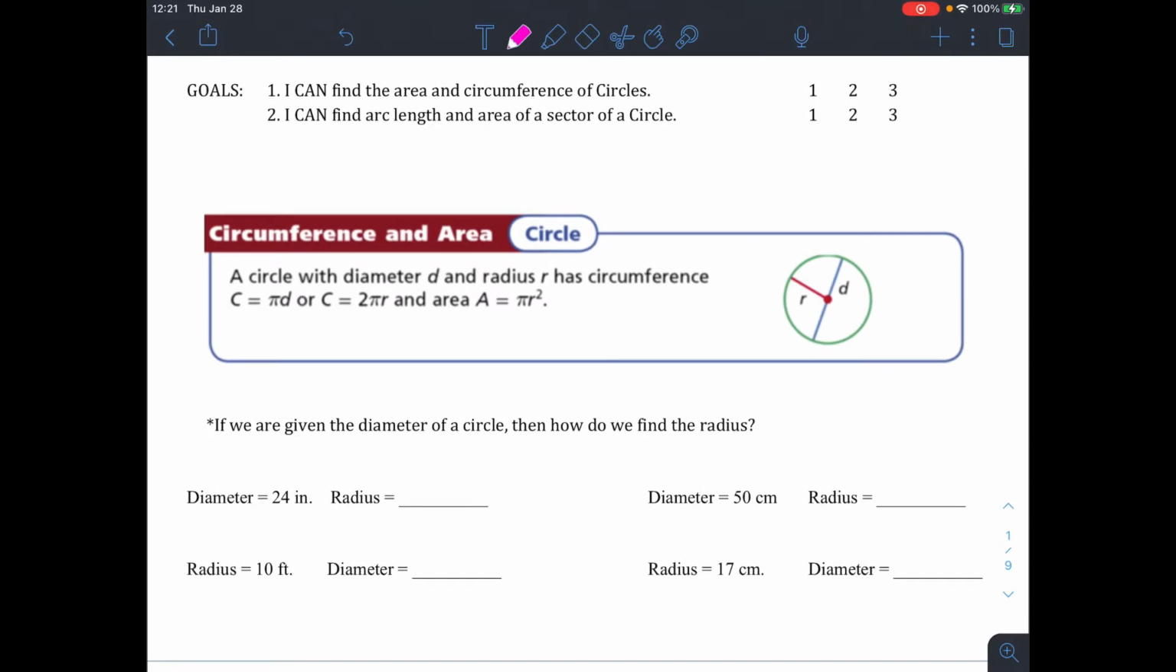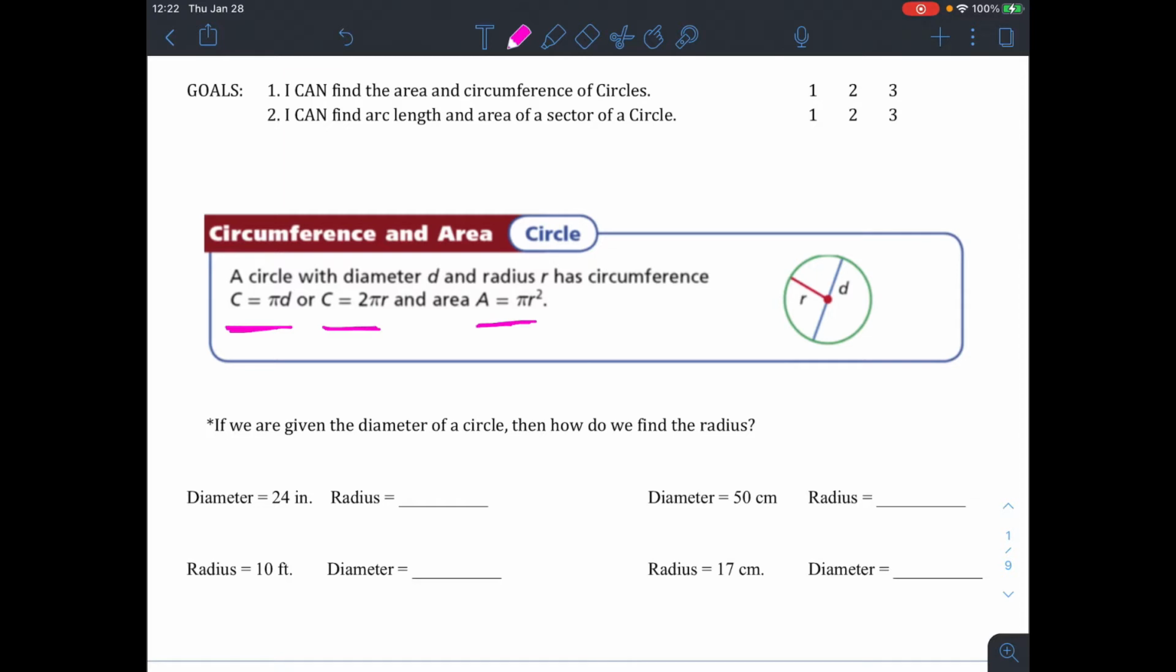A circle with diameter length d and radius length r has circumference of pi times diameter or 2 times pi times radius, and an area of pi times the radius squared. Okay? Little note here, if we're given the diameter of the circle, how do we find the radius?